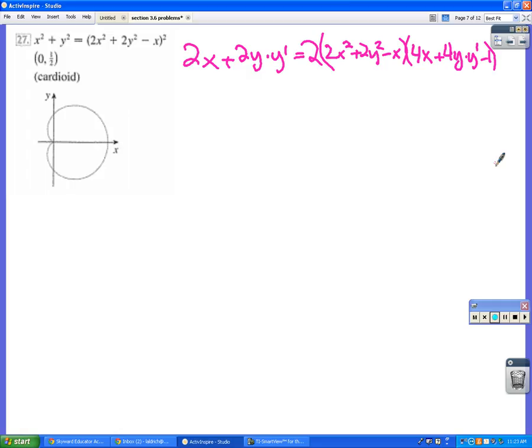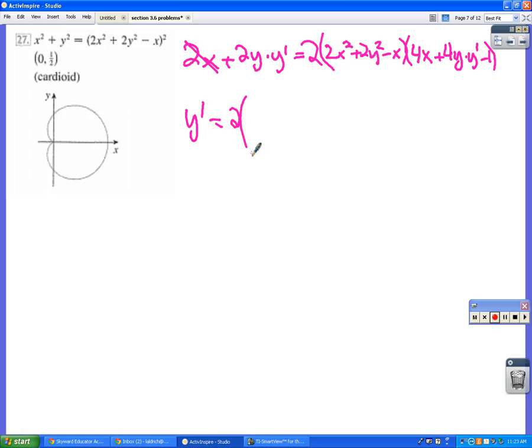X is 0, right? So if I plug in 0, then this is gone. Y is 1/2, so 2 times 1/2 is 1, so this just becomes y prime. So that's a lot easier.